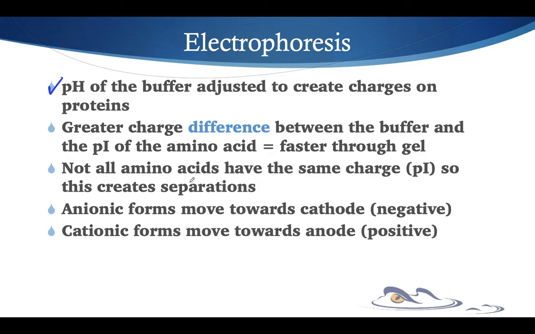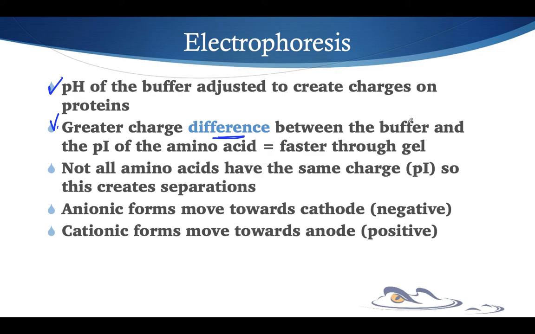Here's something that's really important to keep in mind. The greater the difference, the charge difference between the buffer and the PI, so the greater that difference is, what does that mean? That means more of it will be in either its cationic or its anionic form. So the further you get from the PI in pH, the further that environment is away from the PI, the more and more of those amino acids are going to be changed into their cationic or anionic forms.